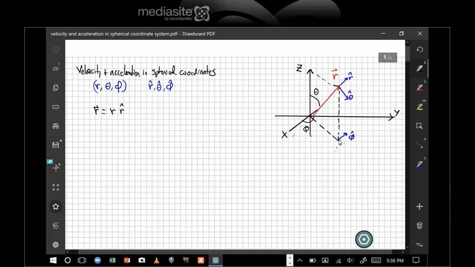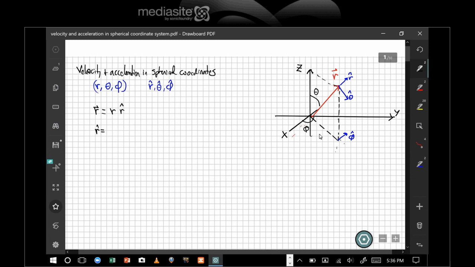That now allows me to write down R hat in terms of my Cartesian coordinate system. Okay, and so let's write down R hat. R hat is going to be equal to, now again, what I have is this sine theta component broken up into components in the xy plane.